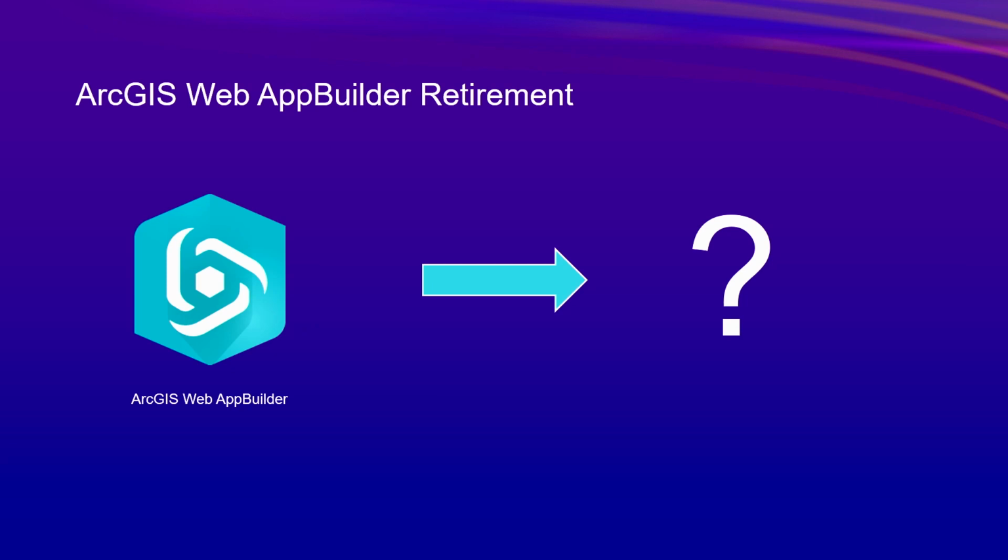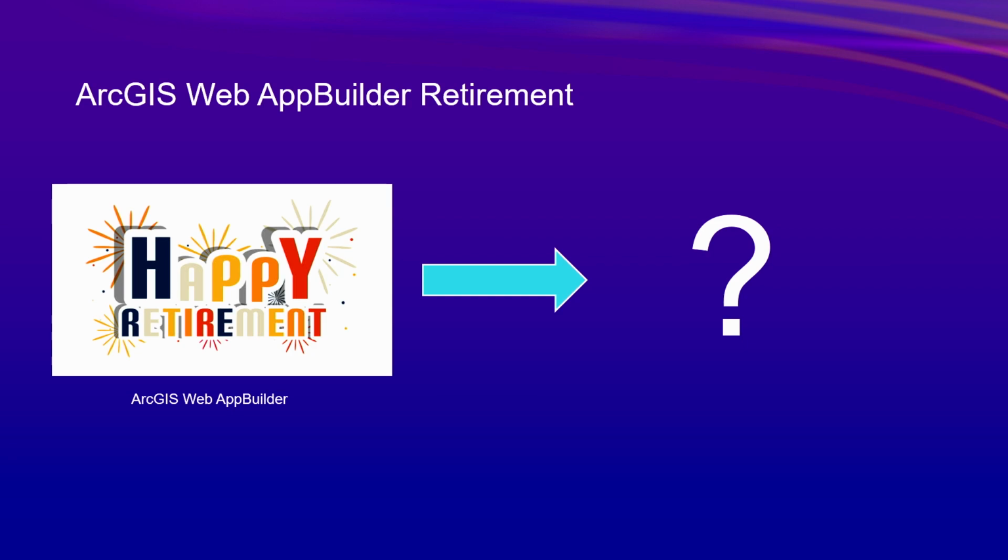Now, we can't move on, though, without first acknowledging the retirement of ArcGIS Web AppBuilder. And as I'm sure most of you are aware, ArcGIS Web AppBuilder is being phased out with the retirement of the ArcGIS API for JavaScript 3.x. And from the end of 2025, it will be fully retired. So if you haven't already, you'll need to consider migrating some of your existing Web AppBuilder applications to one of the aforementioned Builder applications.